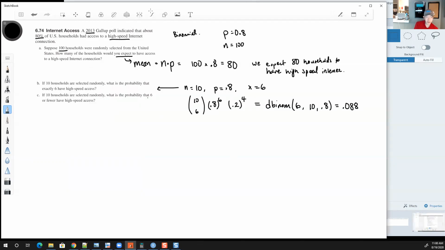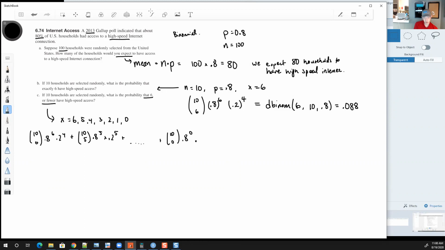All right. What is the probability that 6 or fewer? Okay, so this gets annoying. 6 or fewer means x is equal to 6, 5, 4, 3, 2, 1, or 0. And so that would mean I'd have to do 10 choose 6, 0.8 to the 6, 0.2 to the 4, plus 10 choose 5, 0.8 to the 5 times 0.2 to the 5, plus so on and so forth, all the way down to 10 choose 0, 0.8 to the 0, 0.2 to the 10, okay?